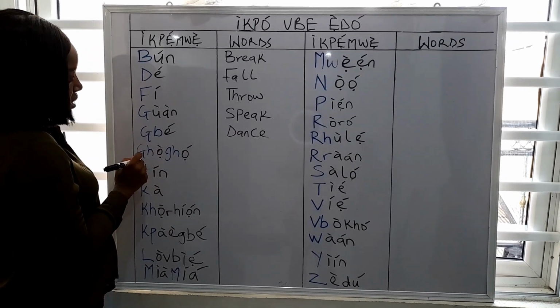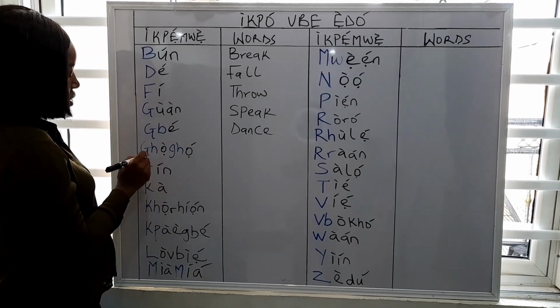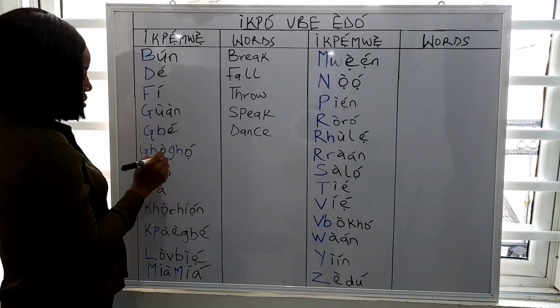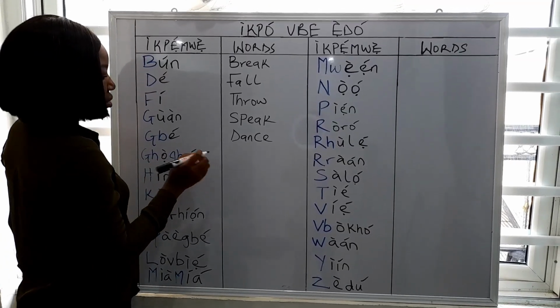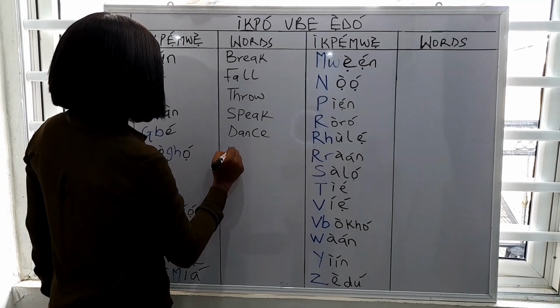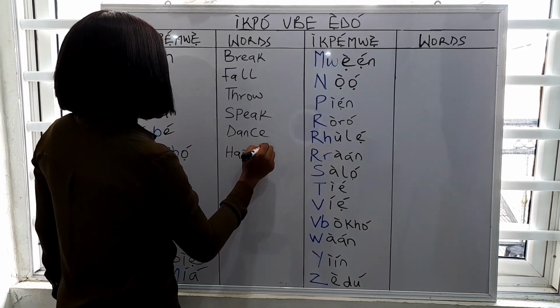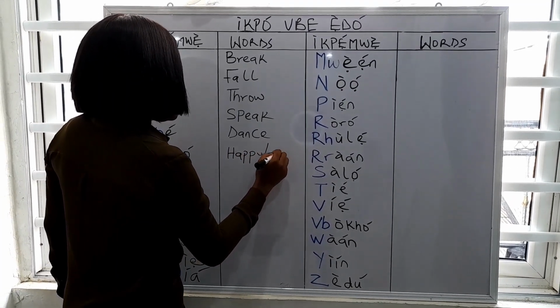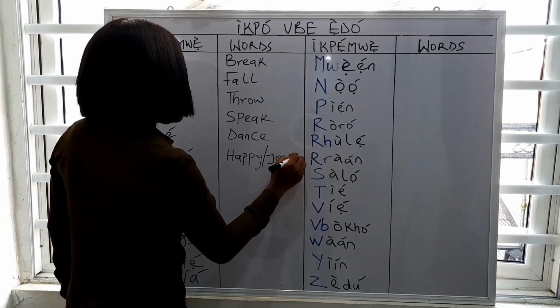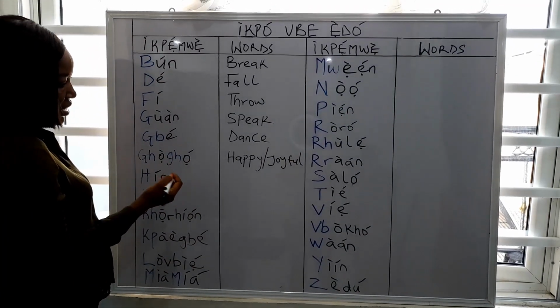Then we have r. Rogo. Rogo is to be happy or joyful. Now, we've heard the name when you say Owogo. Owogo is joy or happiness.